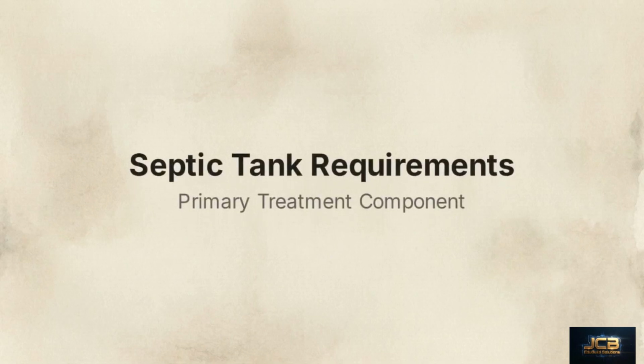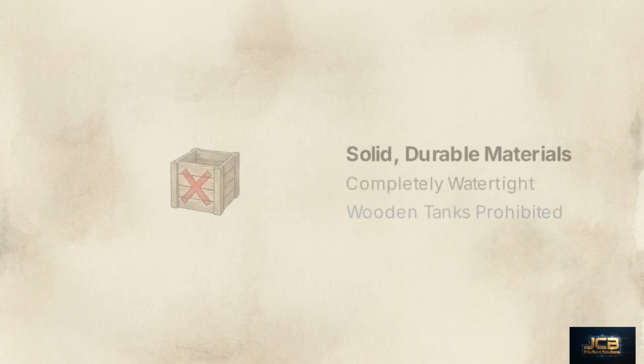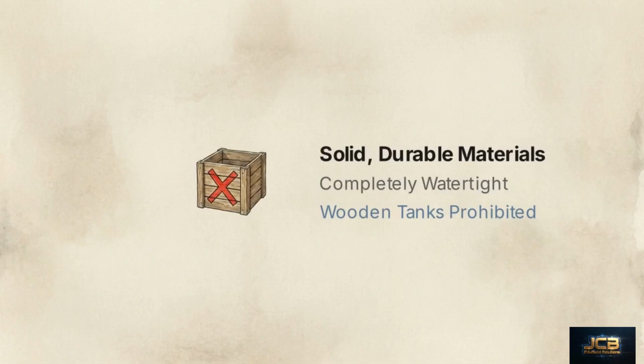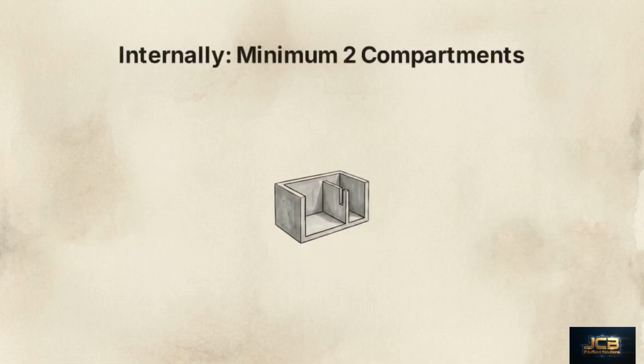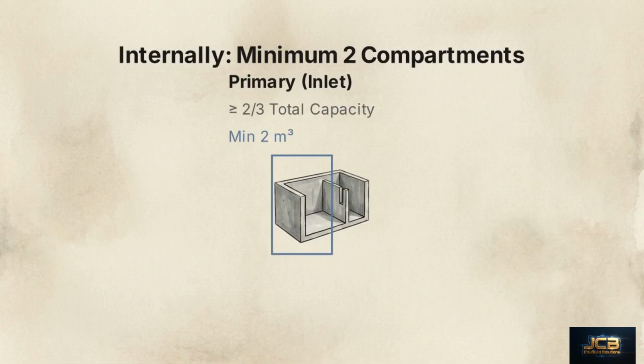Let's start with the primary treatment component, the septic tank. The enclosure must be completely watertight and constructed of solid, durable materials to resist corrosion. Wooden septic tanks are strictly prohibited. Because it is buried, the tank's cover must be structurally designed to withstand a minimum earth load of 14.4 kilopascals. Internally, the code requires a minimum of two compartments.